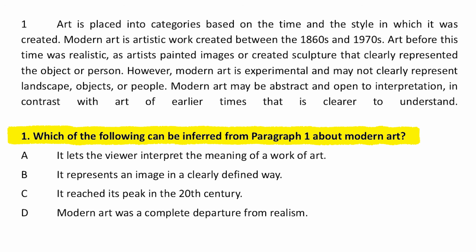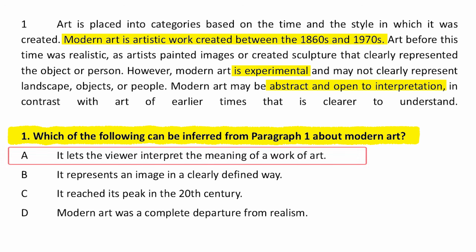It tells us that modern art, created between the 1860s and 1970s, is experimental, often abstract, and may not clearly represent objects or people. Unlike earlier art, which was more realistic, modern art is open to interpretation. So let's look at each option.